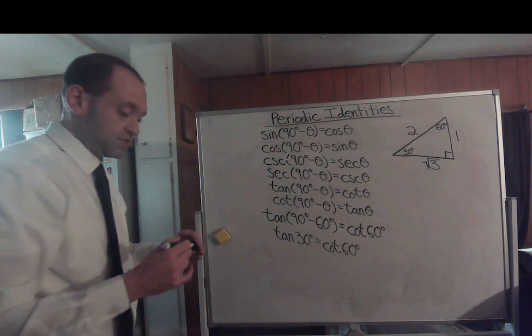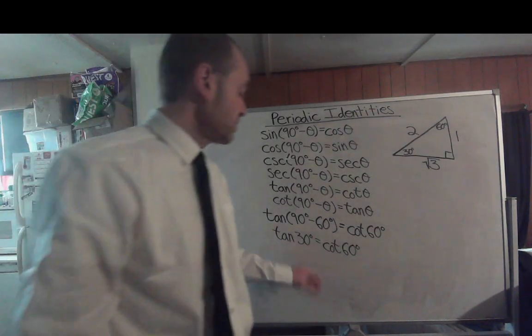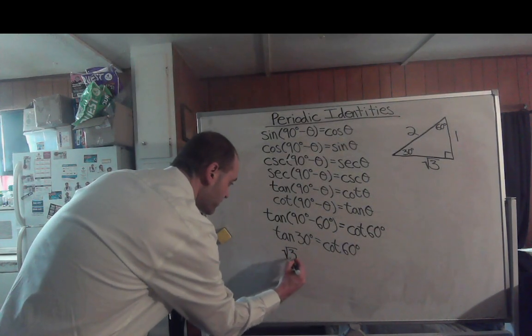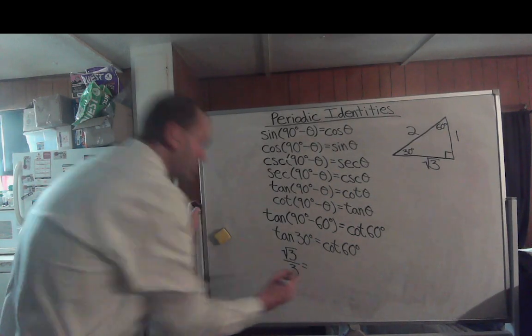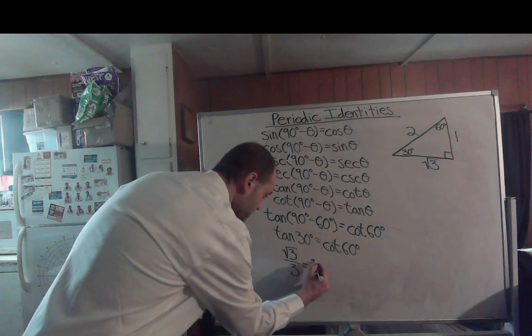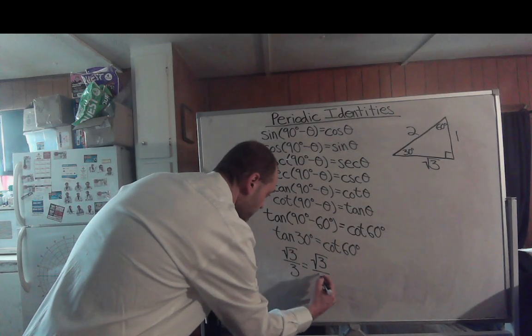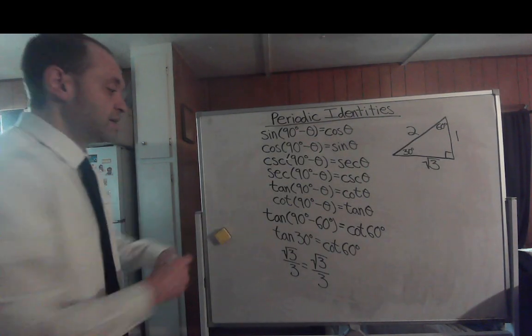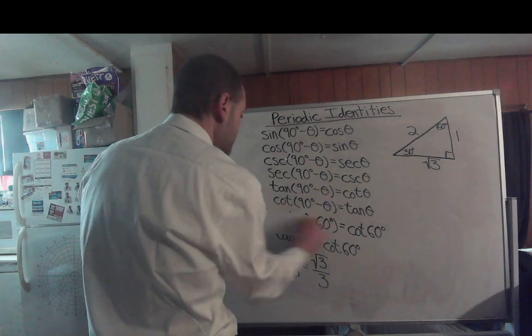Well, again, does this hold up? So tangent of 30, opposite over adjacent, that'd be 1 over the square root of 3, which is the square root of 3 over 3. Well, what's the cotangent of 60? That's adjacent over opposite. That'd be 1 over the square root of 3, which is also the square root of 3 over 3. So this here proves that the periodic identities also work.